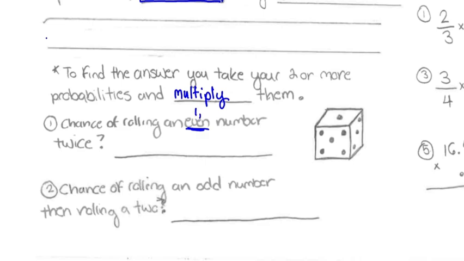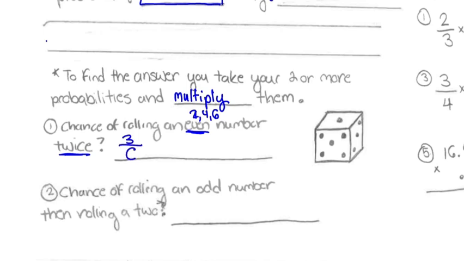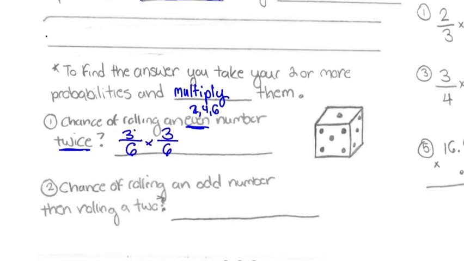What's the chance of rolling an even number twice? We'll have the numbers 2, 4, and 6, so that's a 3 out of 6 chance. And if I do it twice, that's 3 over 6 times 3 over 6. I simplify that and multiply, and it's just a multiplying fractions problem. So there's a 1 out of 4 chance that it's actually going to happen.